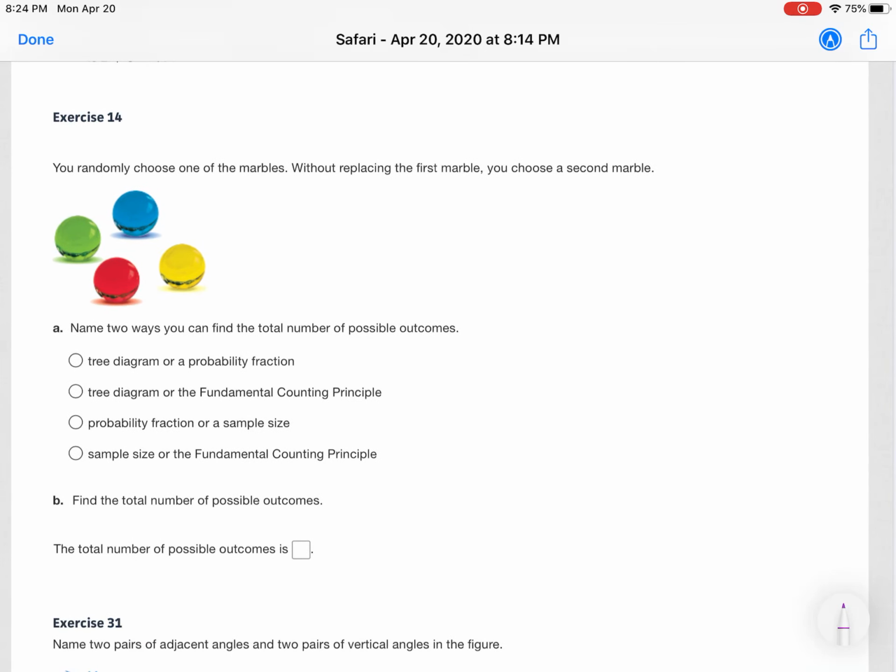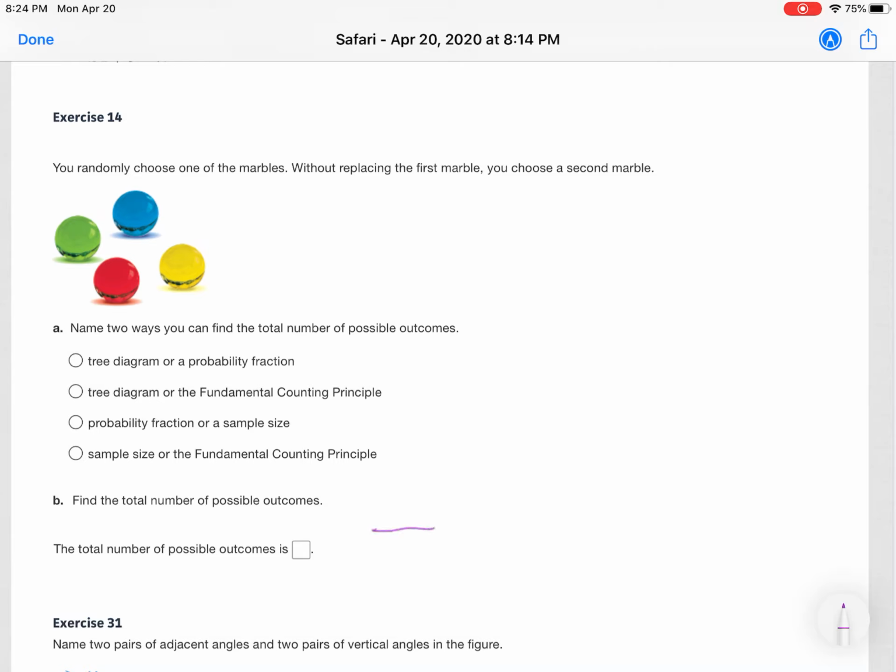Number 14, you randomly choose one of the marbles. Without replacing the first marble, you choose a second marble. Name 2 ways you can find the total number of possible outcomes. So the same 2 ways we've been talking about this whole time, what are those 2 things we've been talking about? And then part B says find the total number of possible outcomes. You could use either one. I like using the fundamental counting principle, but I will show you how to use both ways.